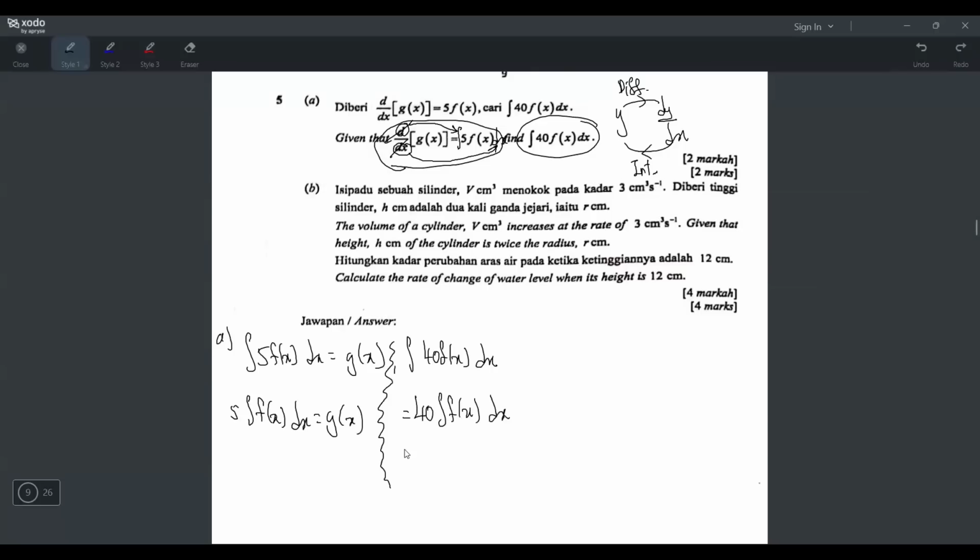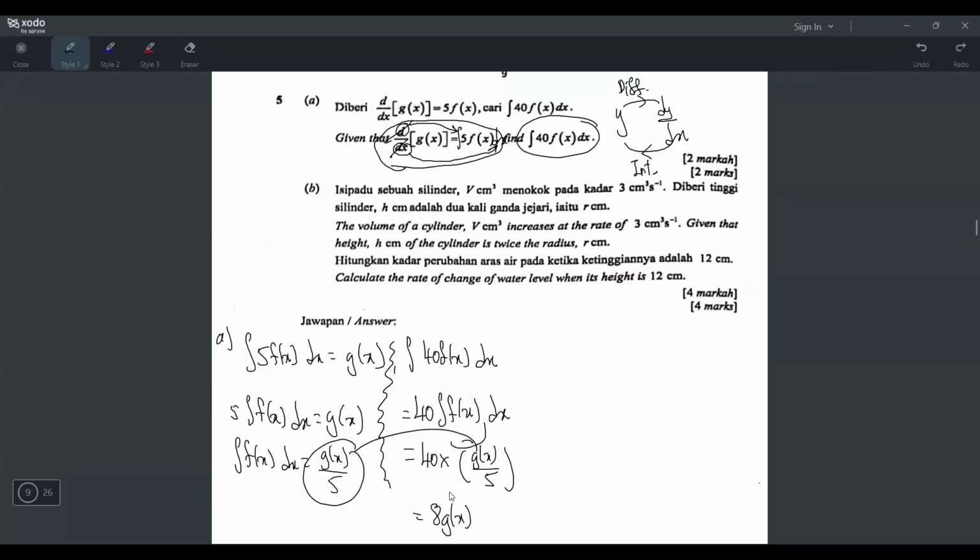Okay, now tell me, how can we connect these two together? So I'm trying to find this 40 times integrate fx dx. So integrate fx dx, I can find it from here, but the 5 has to pindah sana, right? So it becomes what? The integrate fx dx will be gx over 5, right? Because times 5 pindah jadi bahagi 5. And this whole thing you can sub inside here, so it becomes 40 times gx over 5, and therefore you get 40 divided by 5, which is 8. So you get 8gx.